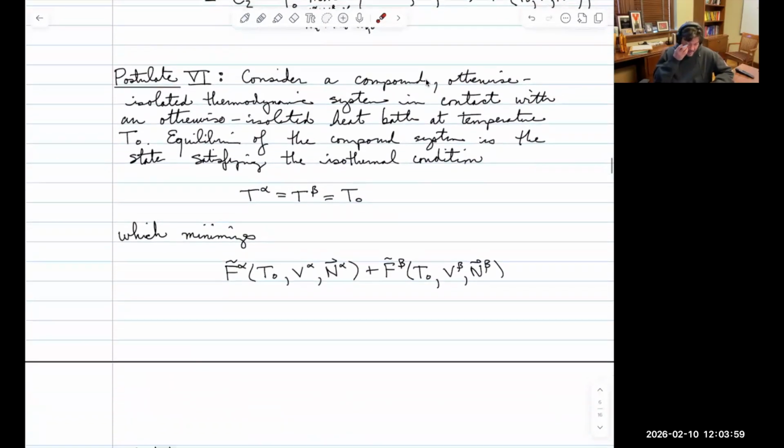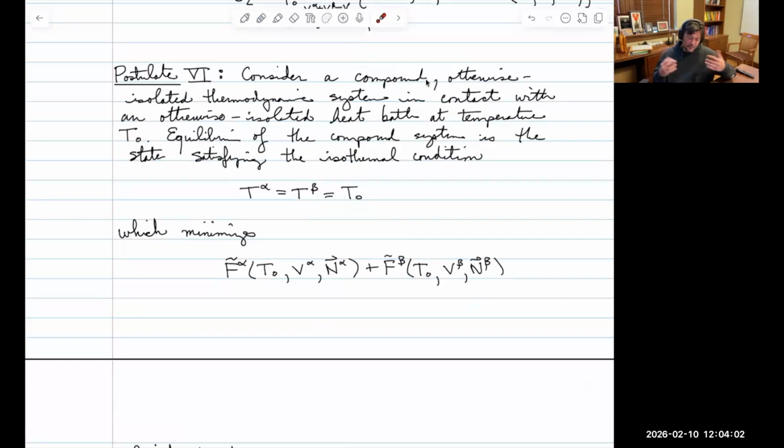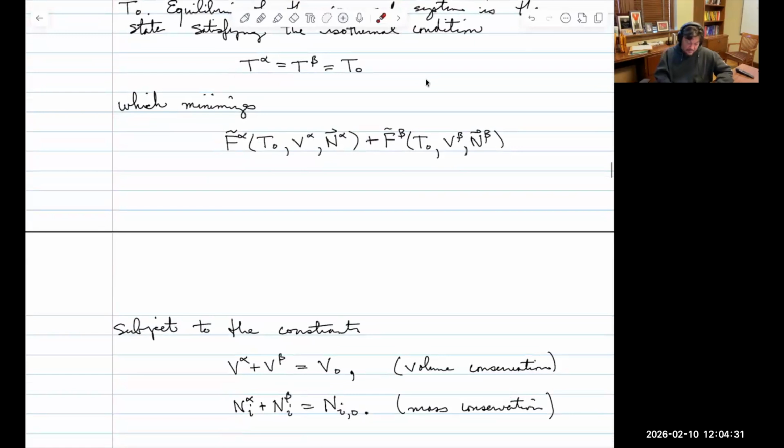Okay, so that's my postulate for equilibrium when we're in contact with a heat bath. What's the idea? The big idea, I suppose, is that it's more useful to use the free energy in this characterization. We don't know what the energy is going to be. We could lose a lot of energy to the heat bath, or we could gain a lot of energy from the heat bath. We're not as interested in that. We're interested in the state for the system to reach equilibrium.